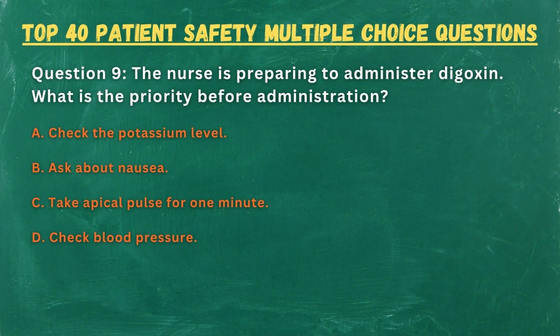Question 9. The nurse is preparing to administer digoxin. What is the priority before administration? A. Check the potassium level. B. Ask about nausea. C. Take apical pulse for 1 minute. D. Check blood pressure.